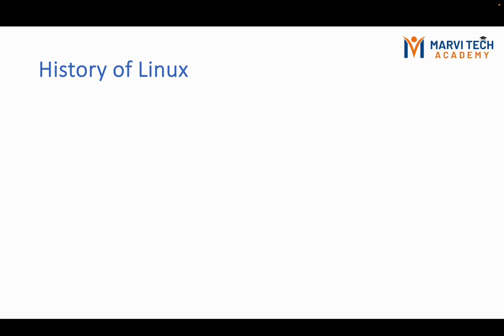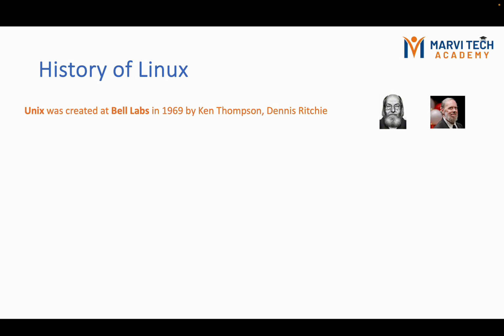So getting back to the history of Linux. Initially we used to have Unix. Unix was created at Bell Labs in 1969 by Ken Thompson, Dennis Ritchie and others. Unix was designed to be a multi-user, multitasking operating system for computers. It became highly influential, inspiring many later operating systems. It was initially written in the C programming language.